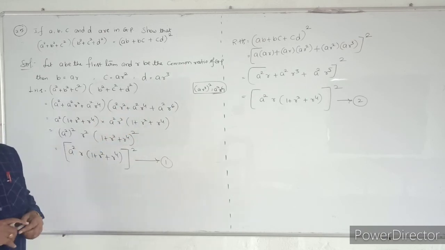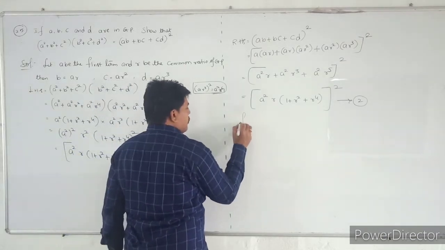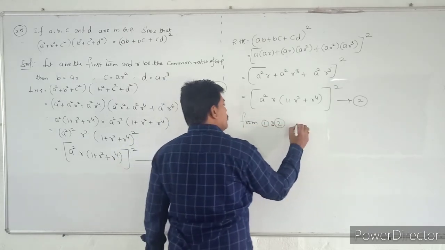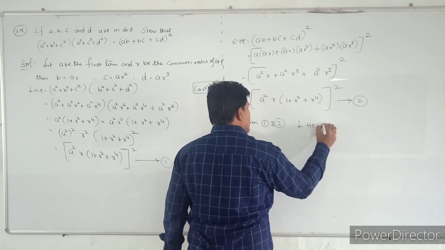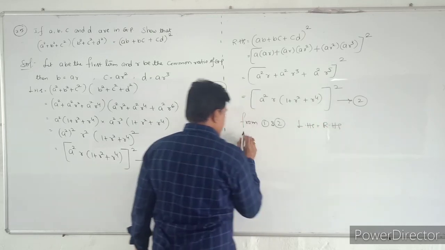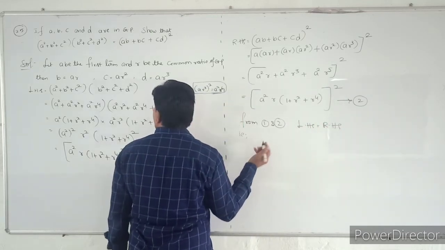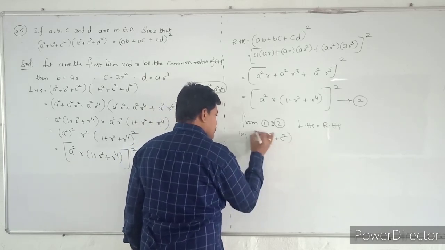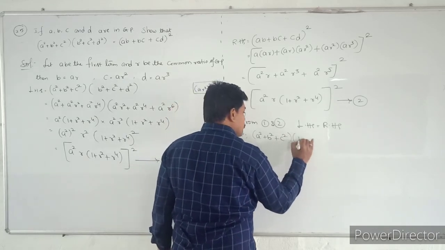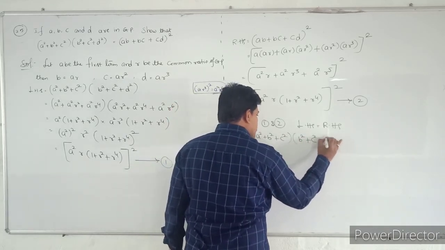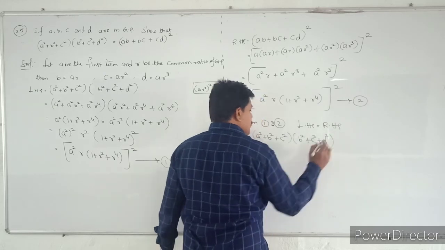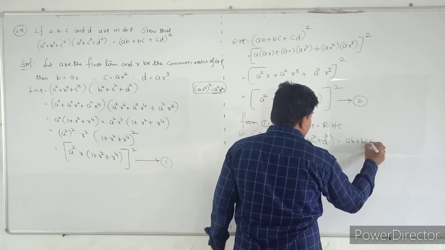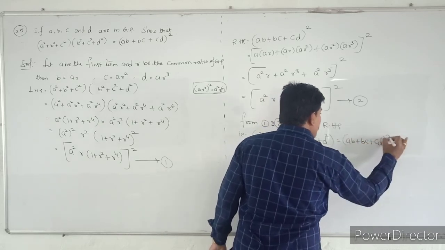That is also the same. So from 1 and 2 what can we declare? From 1 and 2, LHS is equal to RHS. That is, a square plus b square plus c square into b square plus c square plus d square is equal to ab plus bc plus cd whole square.